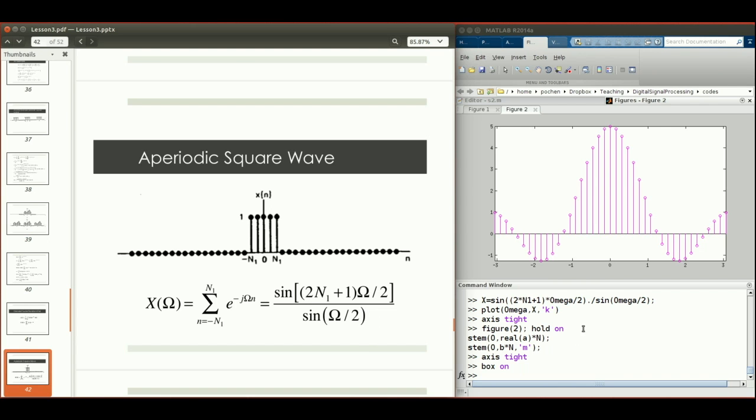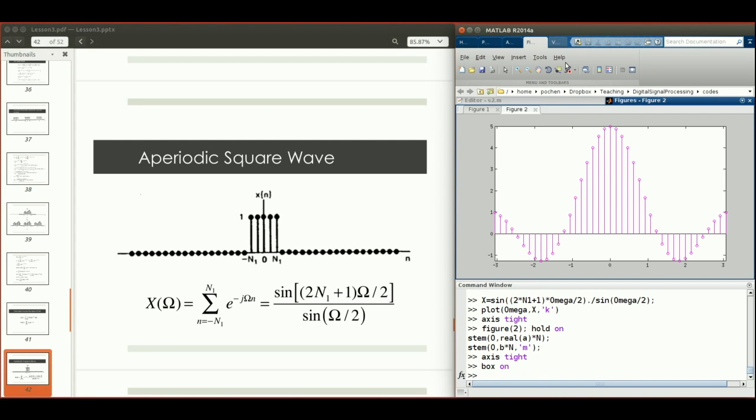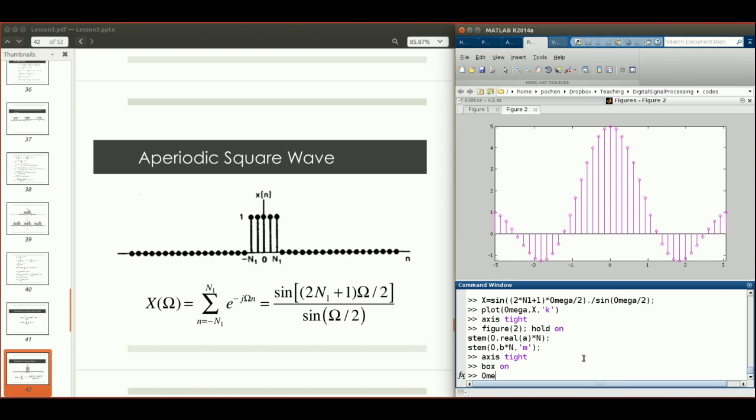Right? So now let's look at this particular function in MATLAB. The first thing I'm going to do is to construct a horizontal axis called omega. Let's go from minus 4 pi to 4 pi with a 0.01 sampling interval. You can make it even smaller, but it doesn't make a big difference. So that's going to be our horizontal axis. And then big X equals sine of 2n1 plus 1 times omega divided by 2, dot divide sine omega divided by 2.